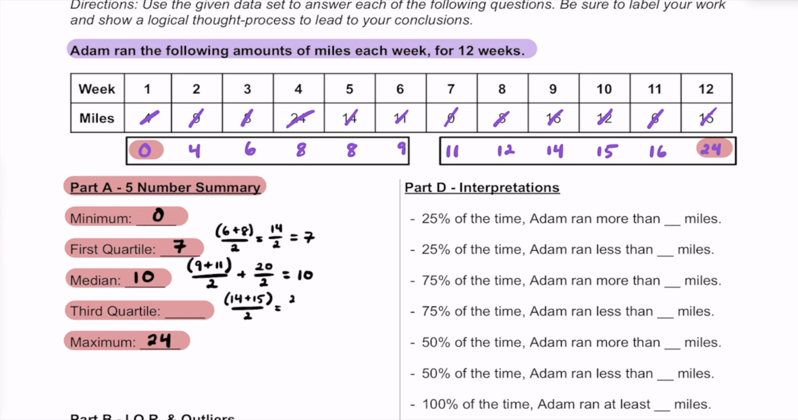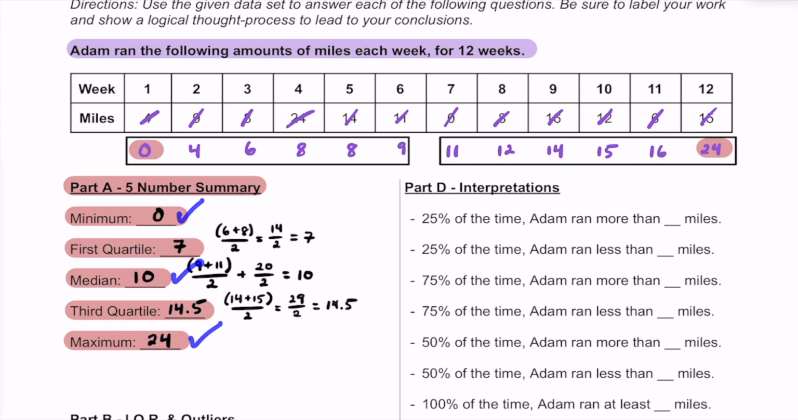14 plus 15 is going to be 29. And then half of 29 is going to be 14.5. So the third quartile is going to be 14.5 here. So there's our 5-number summary. We know that the least amount of miles Adam ran in a week was 0. We know the most was 24. We know the median was 10.